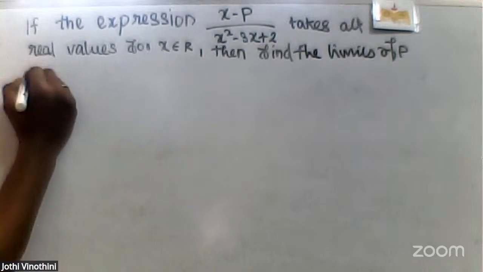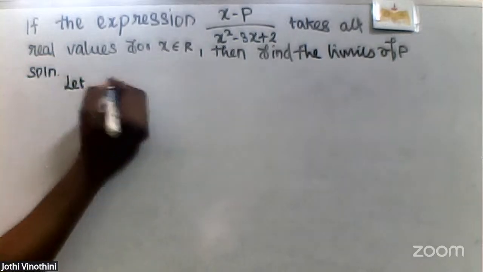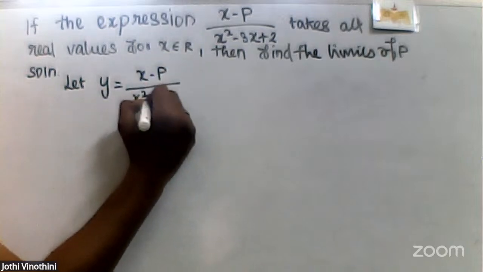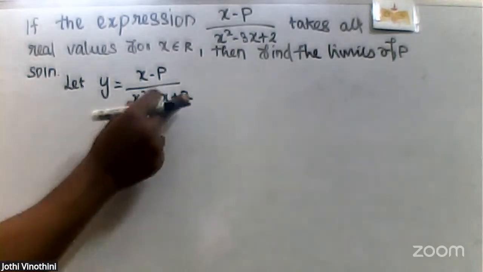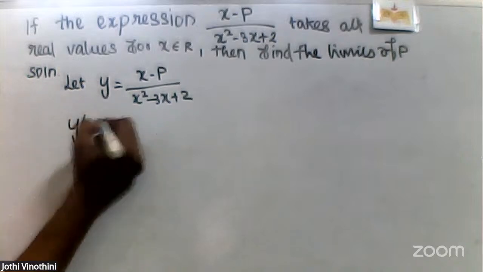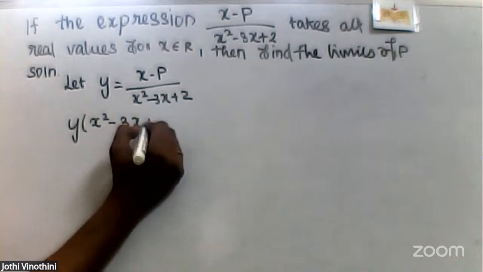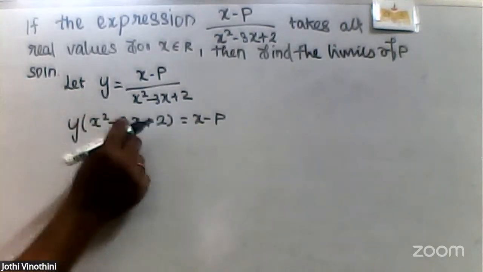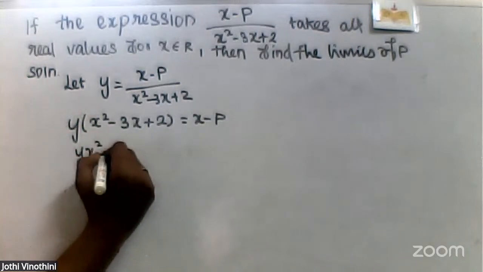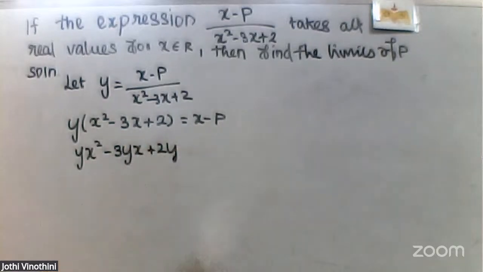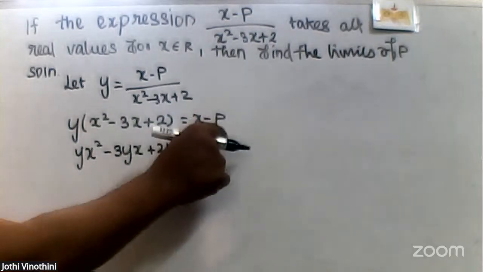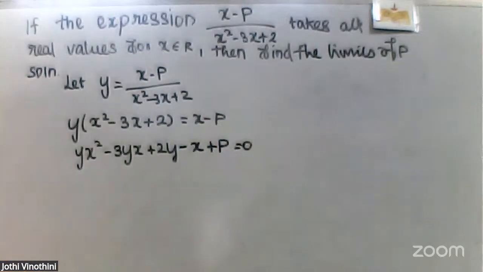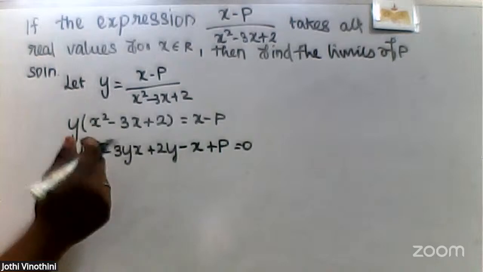Yes. So, solution. As like that of the previous sum, we are going to take this equation equals to y. So y equals x minus p divided by x squared minus 3x plus 2. Now I am going to take the denominator to the left hand side. So it will becomes y multiplied by x squared minus 3x plus 2, which is equals x minus p. So now I am going to take y inside this equation. So it will becomes yx squared minus 3yx plus 2y. Right? Right. Now I am going to take this x minus p to the other side. So it will becomes minus x plus p equals 0. Okay? Okay.